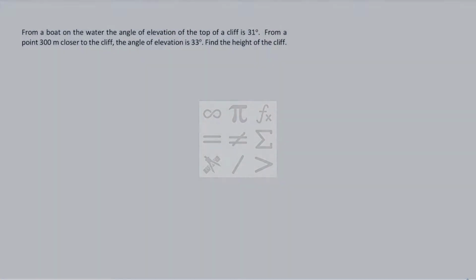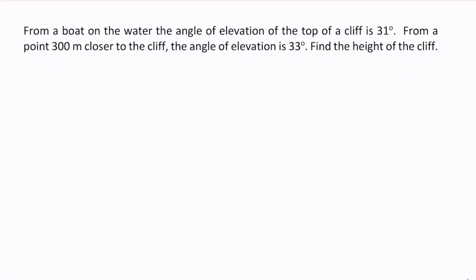Let's take a look at this question here. We're given information from a boat on the water. The angle of elevation to the top of a cliff is 31 degrees. From a point 300 meters closer to the cliff, the angle of elevation is 33 degrees. You want to find the height of the cliff.